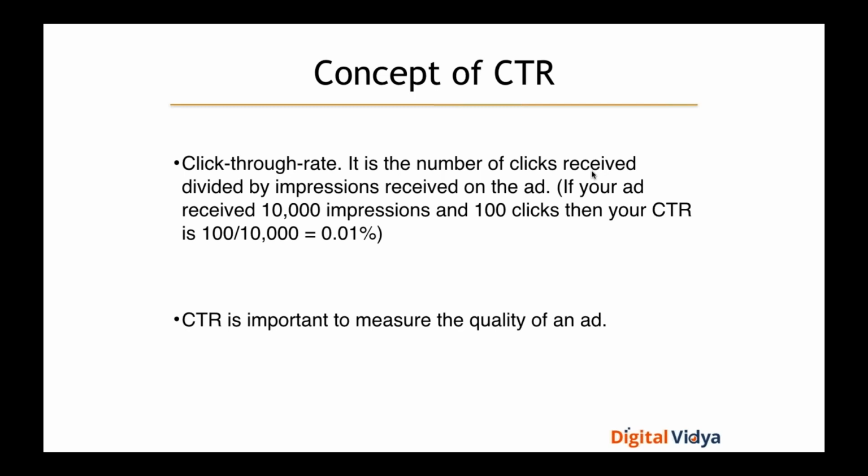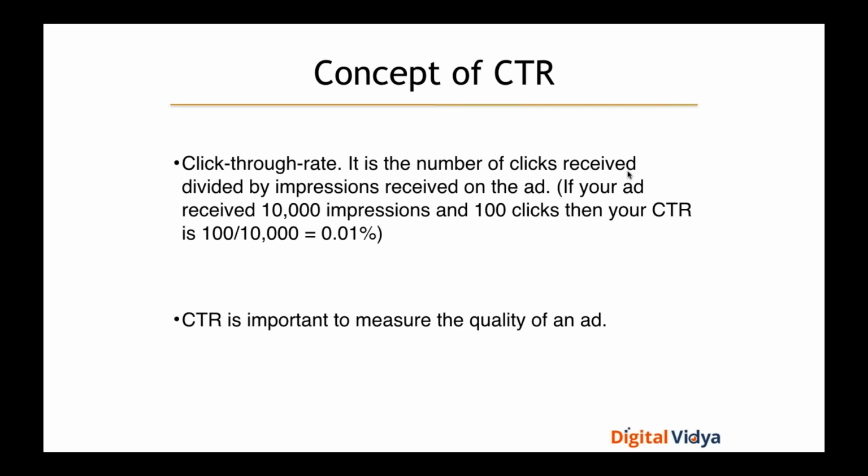So if your ad was shown 10,000 times and if it was clicked on 100 times, then the click through rate is 100 by 10,000. All right. Now, should the click through rate be ideally high or low? What does a low click through rate mean or suggest? What is it telling us? Bad ad. Okay, ad is not good.